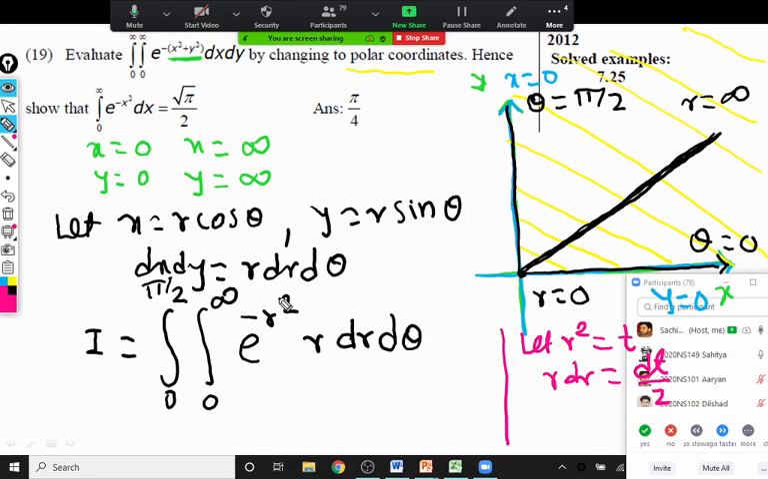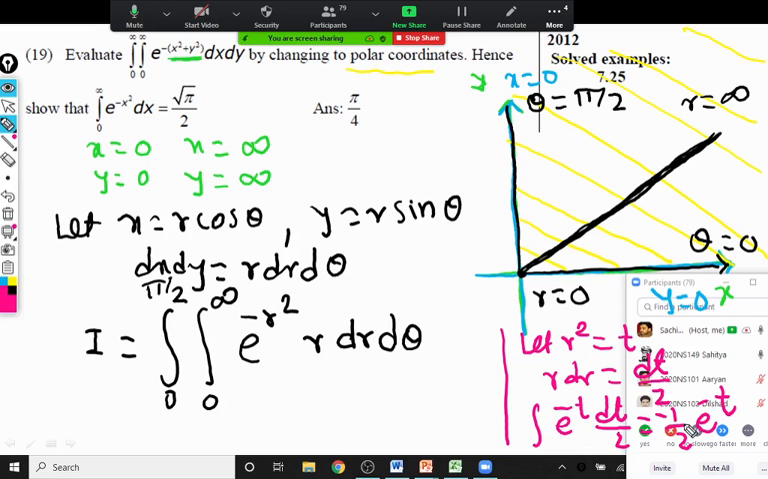So the integration of e raised to minus t will come because you are replacing this one by t, no? So e raised to minus t dt, or you can do substitute here also, or you can do it in rough also, like e raised to minus t dt by 2. So this one is 1 by 2 or minus 1 by 2 e raised to minus t.